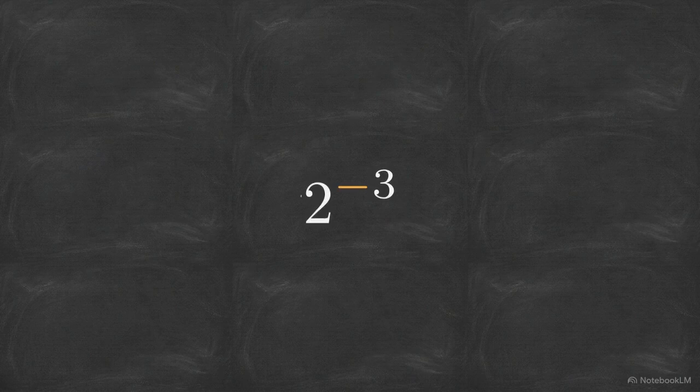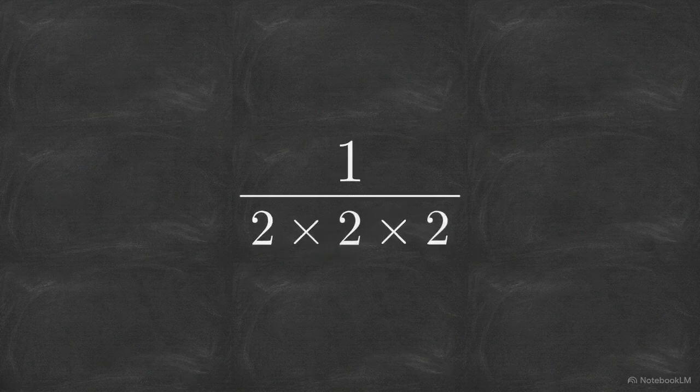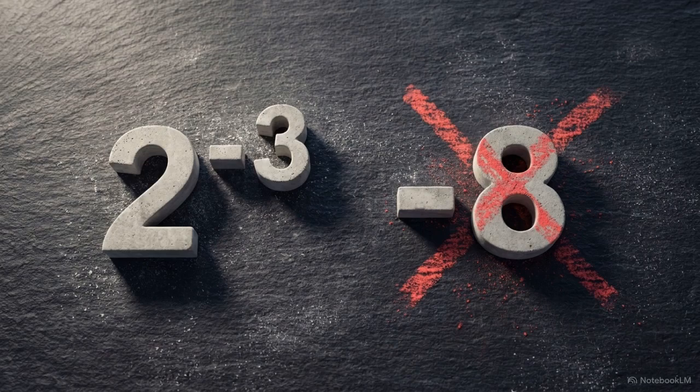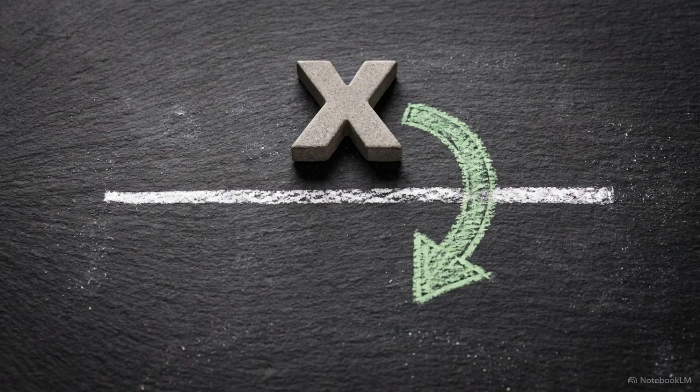If you have 2 to the negative 3rd power, you move it to the denominator to make it 1 over 2 to the positive 3rd, which simplifies cleanly to 1/8. A negative sign on an exponent is not an indicator of mathematical value. It is simply a set of traffic directions telling the base to cross over the fraction line.